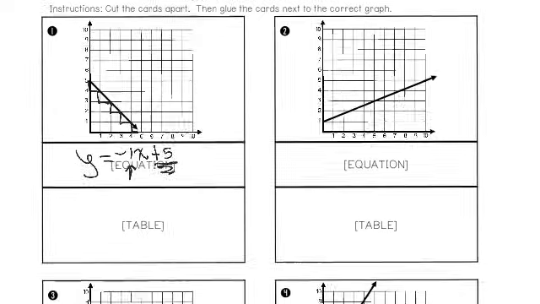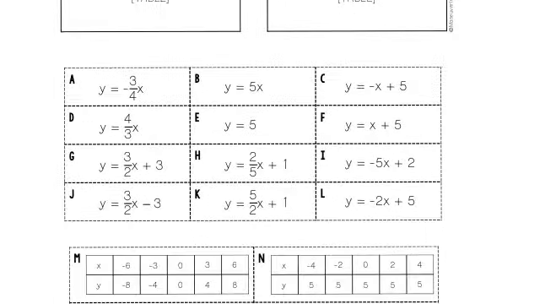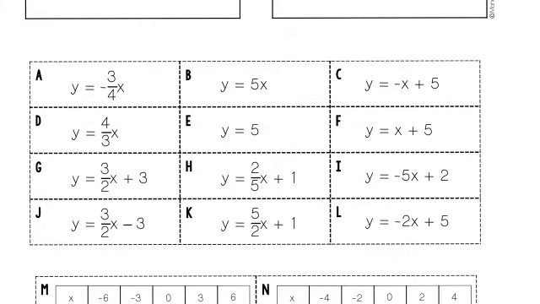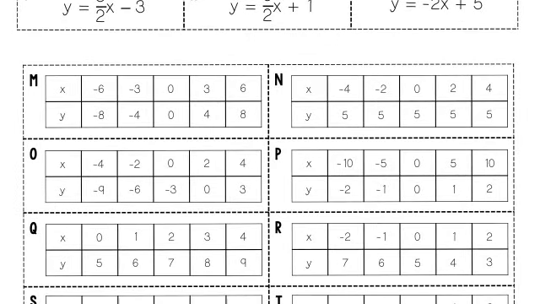So you can go in to your sheet here with the equations on it. You should have a copy of each. The copy with the blanks there, and then a copy like this with the equations and tables. So here it's C. There's your y equals negative x plus 5. And now we want to find the table that matches.